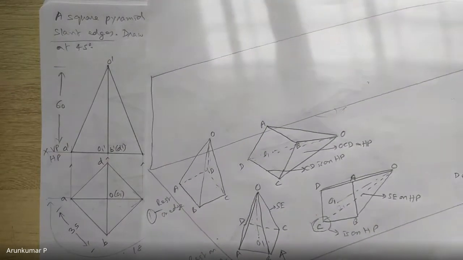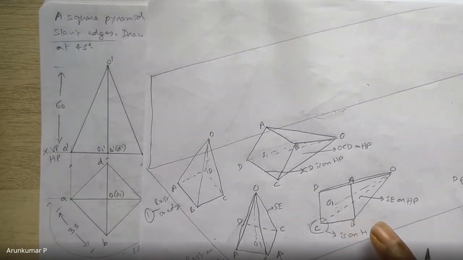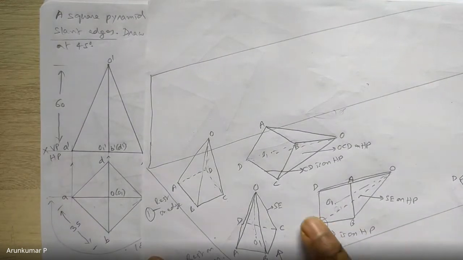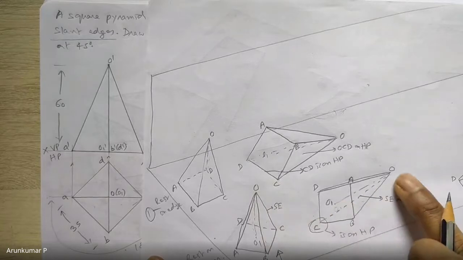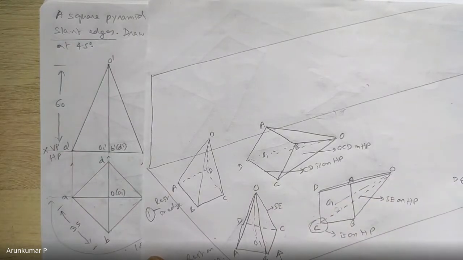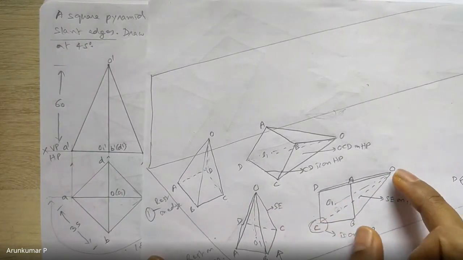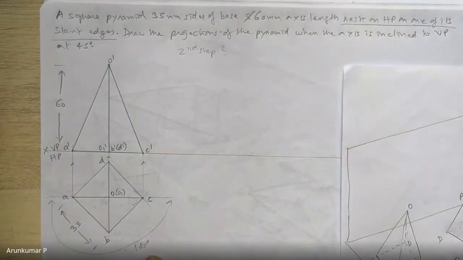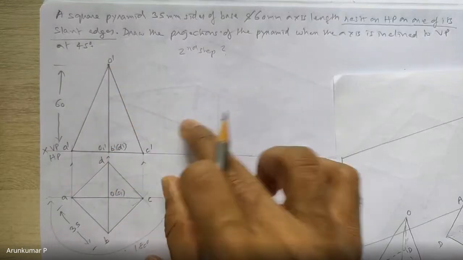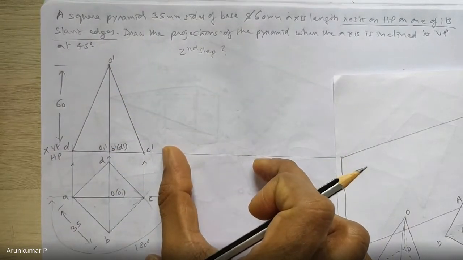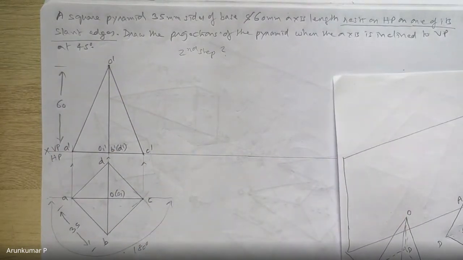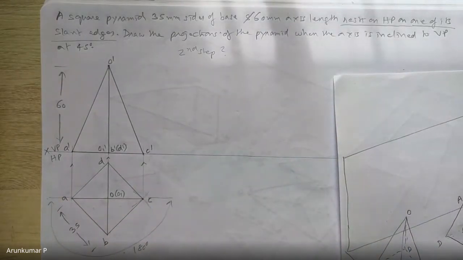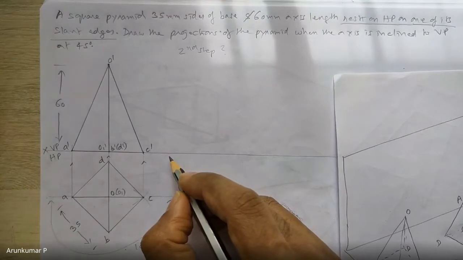Now second step, as you have seen, you have to rotate about the corner C in such a way that the slant edge OC is on HP. So in the front view, it is as good as saying O dash C dash is on the XY line. So this O dash C dash should be placed on the XY line. That is our second step because the slant edge OC is on HP. So how to do that?